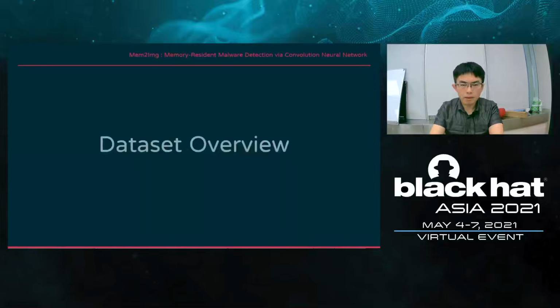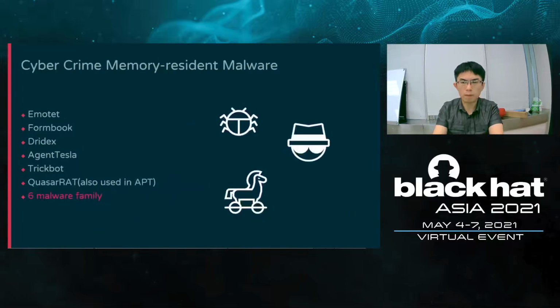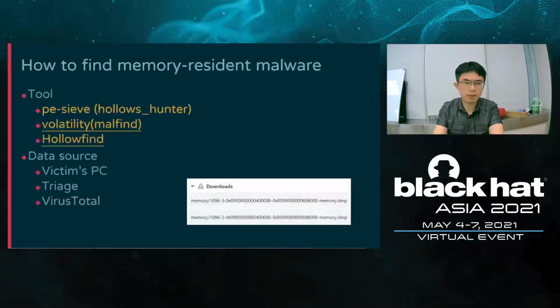The dataset overview of the machine learning. Before the experiment, we prepared a total of 21 malware families. They are actively used by APT groups in the Asia region, including APT32, APT37, APT10, APT27, Winnti, etc. We also include some cybercrime malware families, including Emotet, Phorpiex, Dreadex, etc.